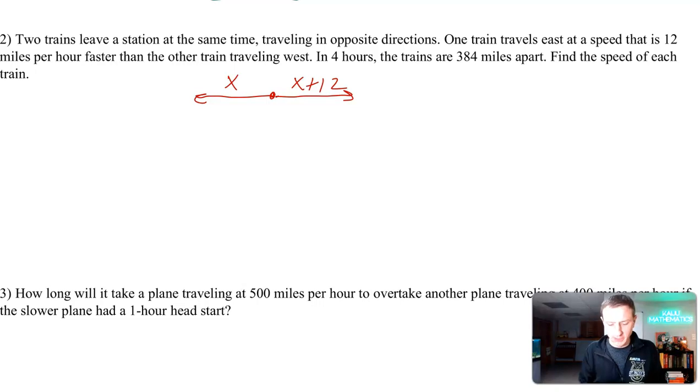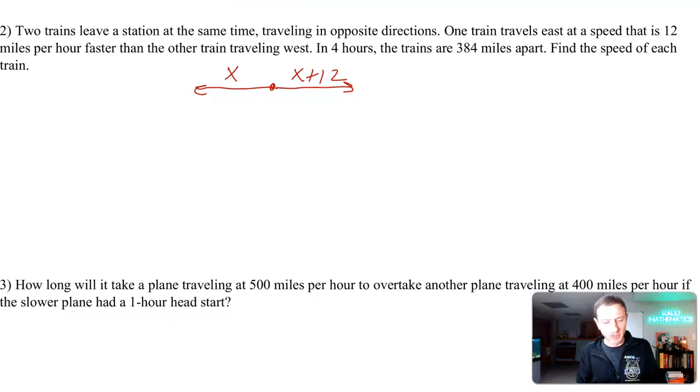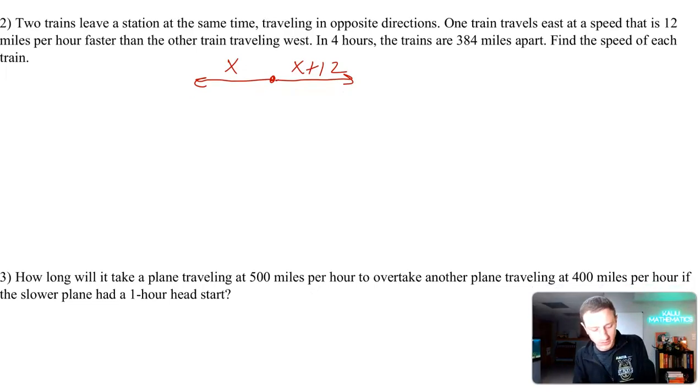In 4 hours, the trains are 384 miles apart. Find the speed of each train. So this is a good start. Getting this visual: I have a station, they're going 2 different directions, and I have their rates. But now I'm missing the time and distance components that I need to figure out. So this is where our table is going to come into play.